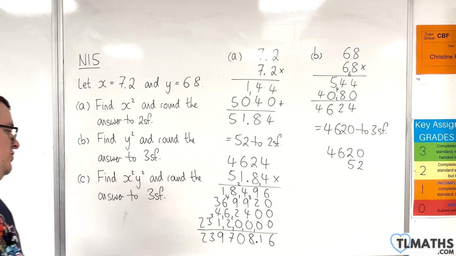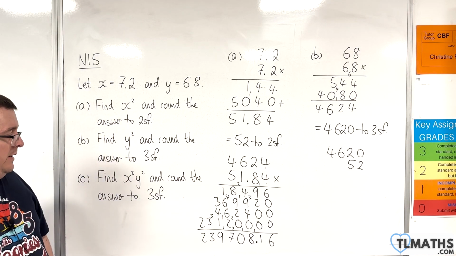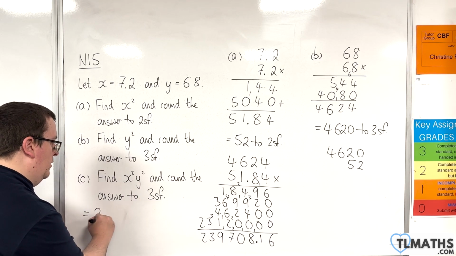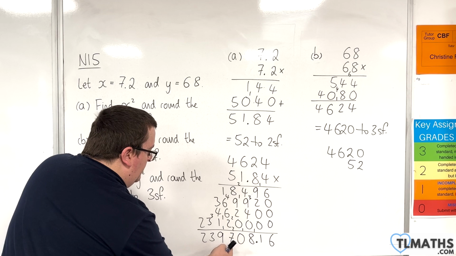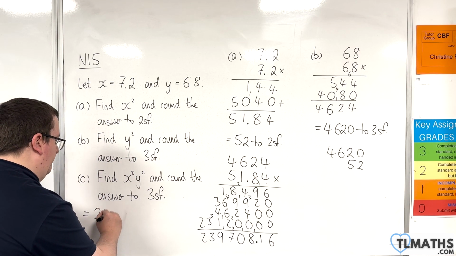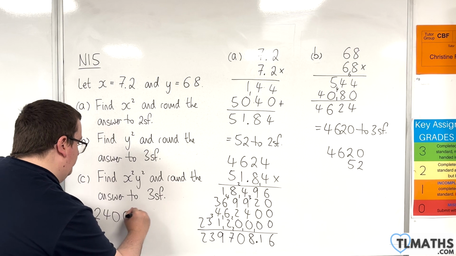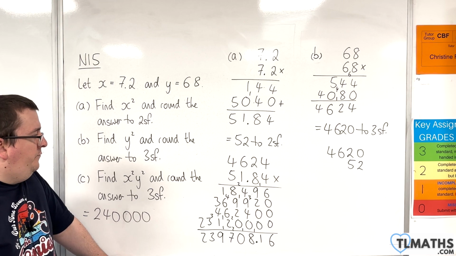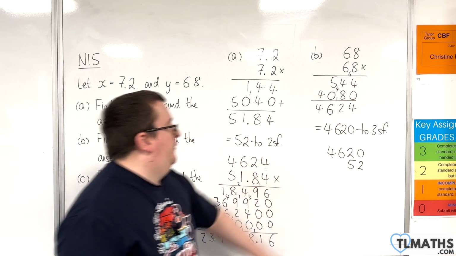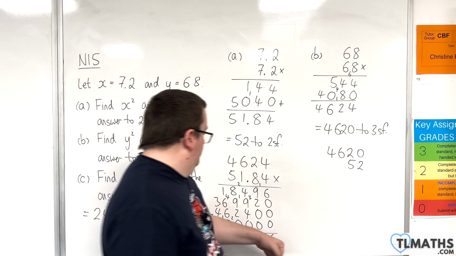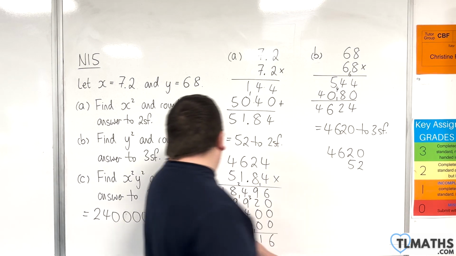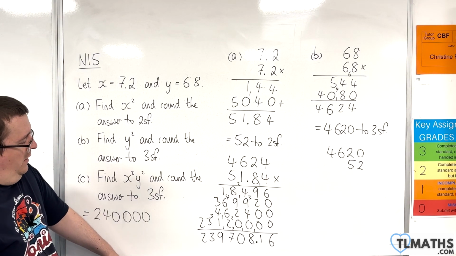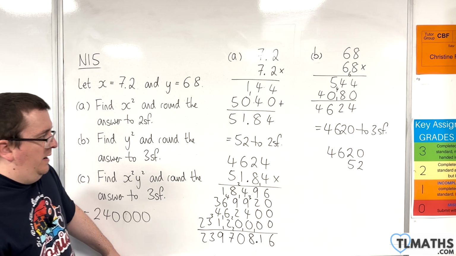So we're looking at 239,708.16, which I need to round to three significant figures. So that's the third significant figure. The one to the right is 7, so we round it up. So 240,000 to three significant figures. Okay, so let's try this. 4,620 times 52. Now, it may well be that my final answer actually rounds to the same figure. We shall see. Let's try it out.